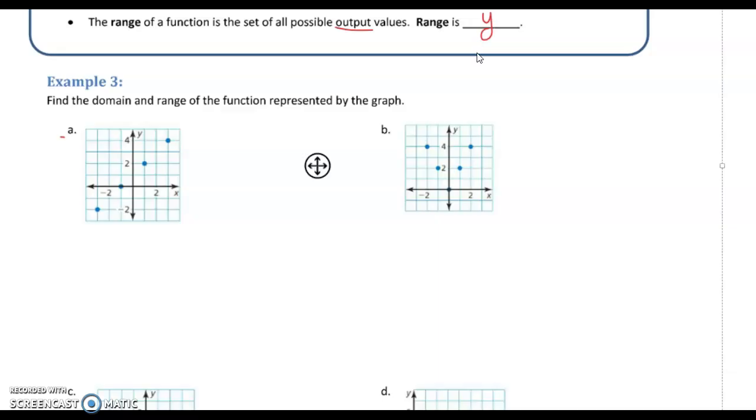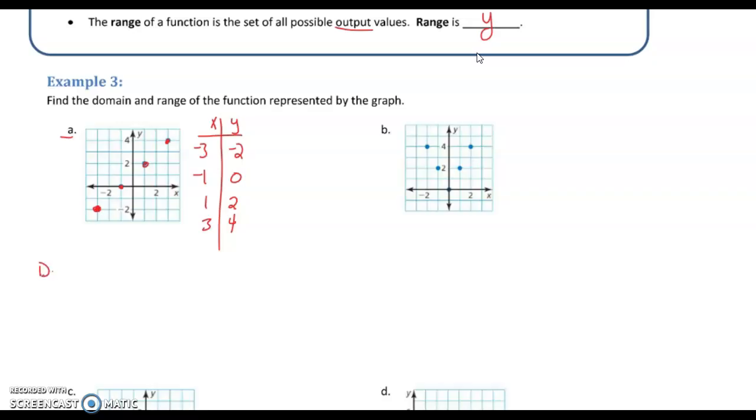So on example A, some quick review is if it's just a set of points, I recommend going ahead and making an input-output table, vertical or horizontal, it doesn't really matter. So if you write down this point right here, it's -3, -2. This point is -1, 0. This is 1, 2. Sorry, I had to think about that. This is 3, 4. So those are all of our points.